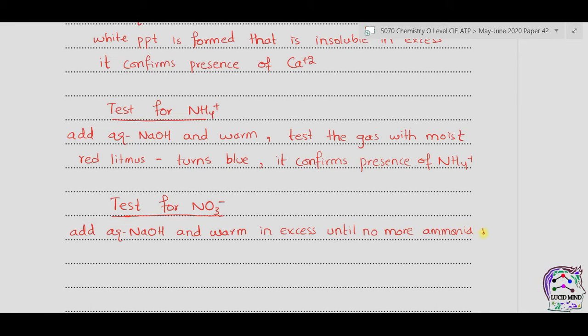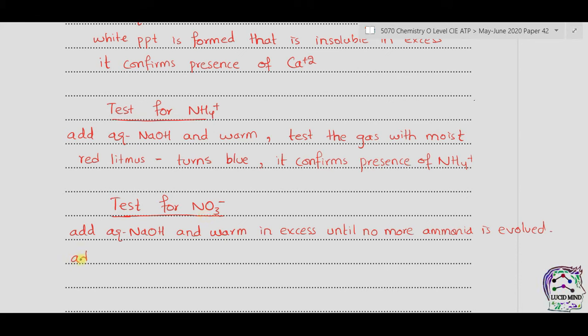So we are going to add aqueous sodium hydroxide and warm until all of the ammonia is released. So the ammonia from ammonium ion has been removed. Then we are going to do the next step for identification of nitrate ions.